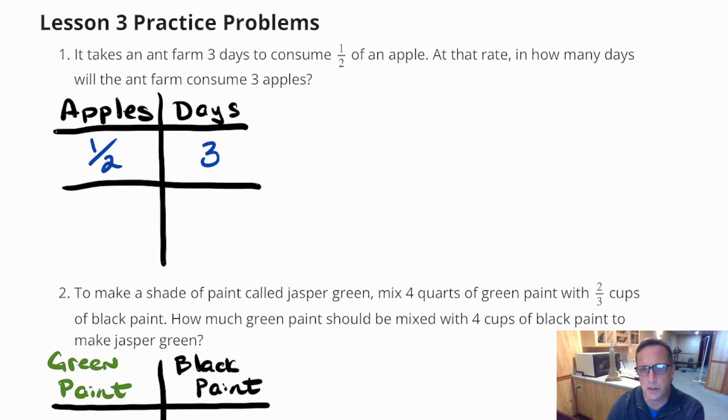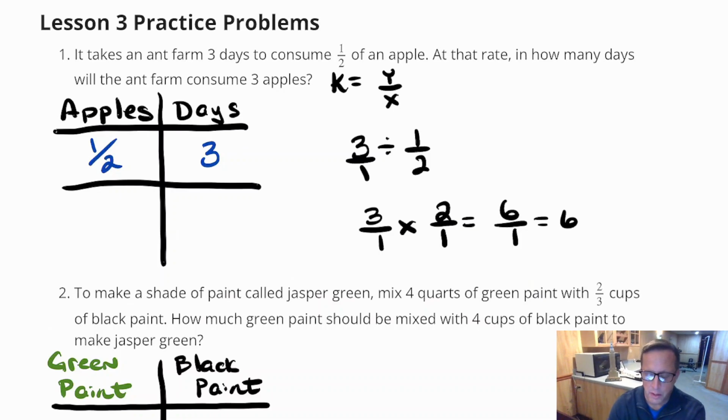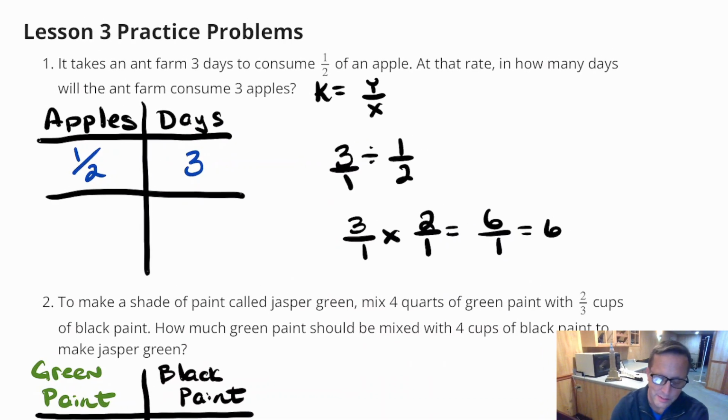And that information alone is going to be enough to tell us the unit rate. The unit rate is the same as the constant of proportionality, which is the y divided by the x. In this case, it's 3 divided by 1/2. So I'm going to do 3, flip the second fraction, keep the first fraction the way it is, change division into multiplication, and then you get 6/1, which equals 6. So there's your unit rate, which says that k equals 6.